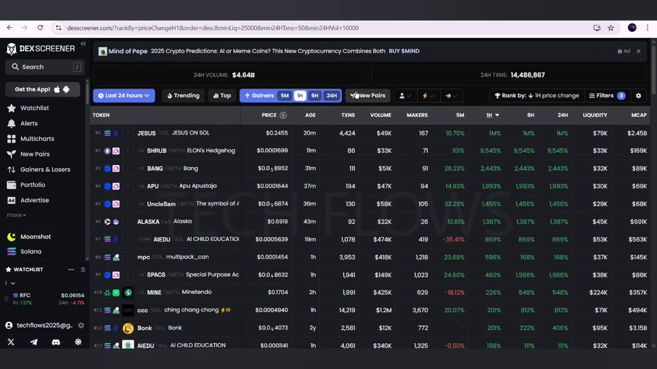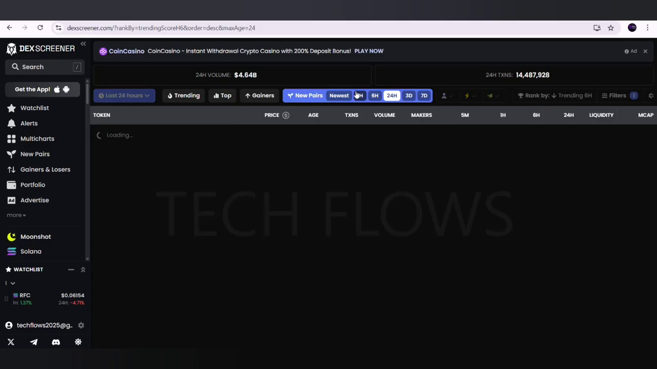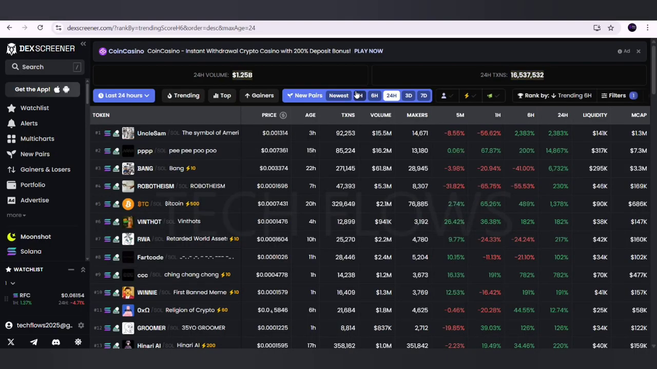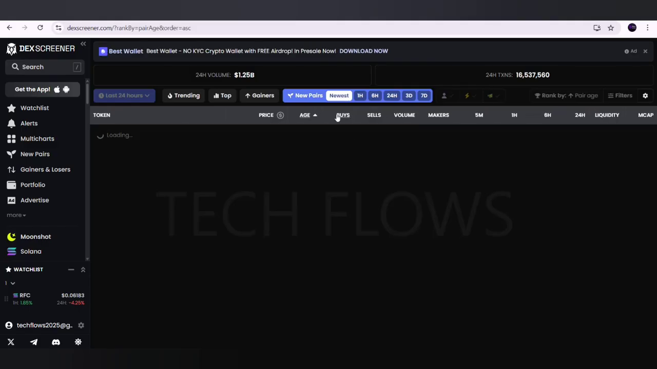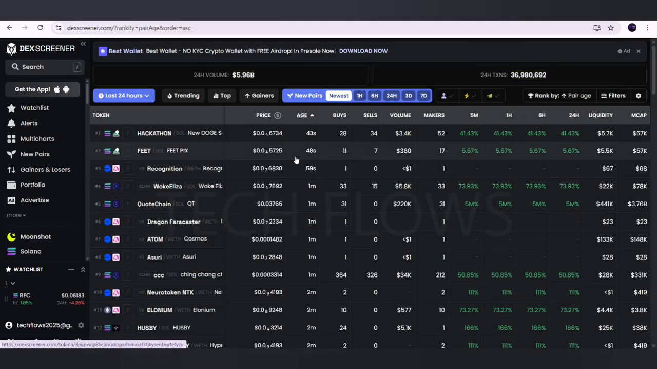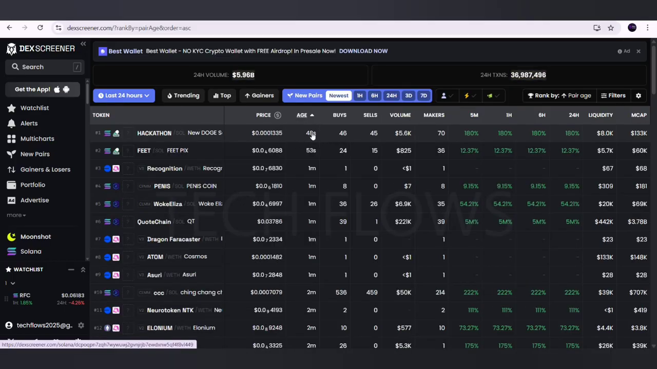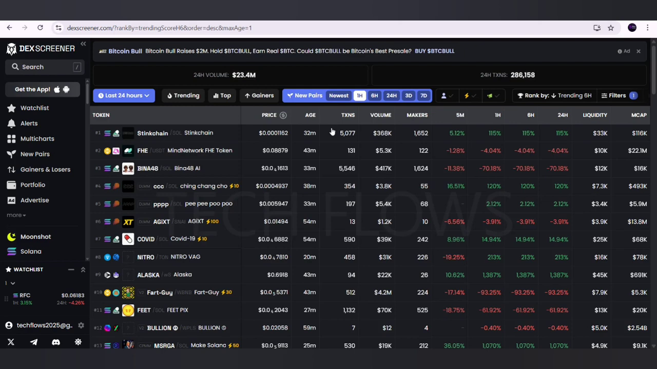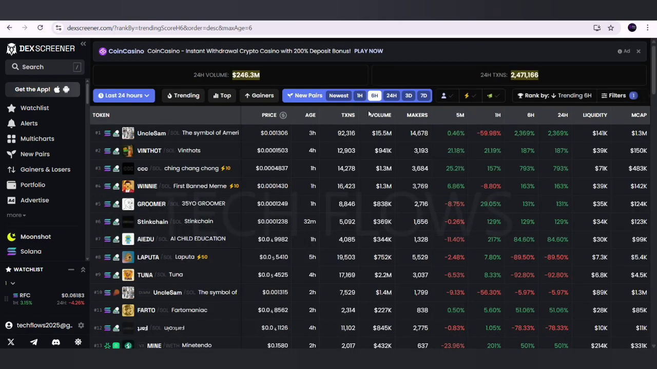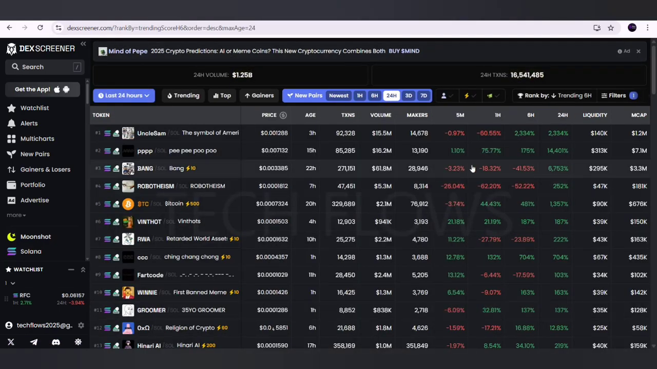And here at the end, we have new pairs. This is also great because you can see what are the newest meme coins being created in the market at the moment. So newest is literally the newest, you can see. See, 45 seconds old. See, so new. 1 hour, 6 hour. You see, one of them is even less than 6 hours. 24 hour. So we are coming to the left here.